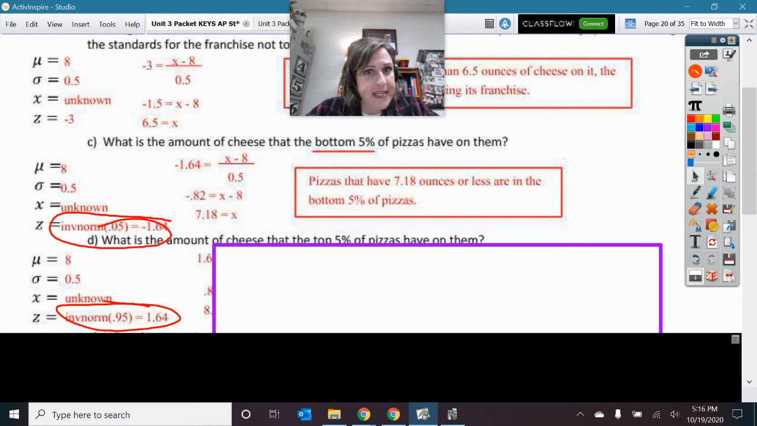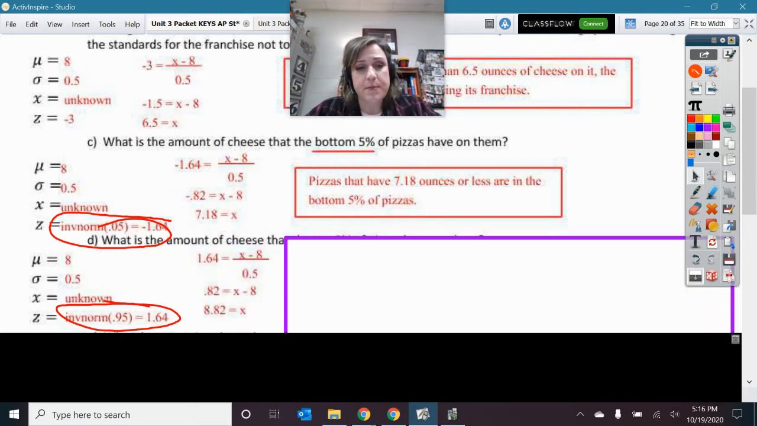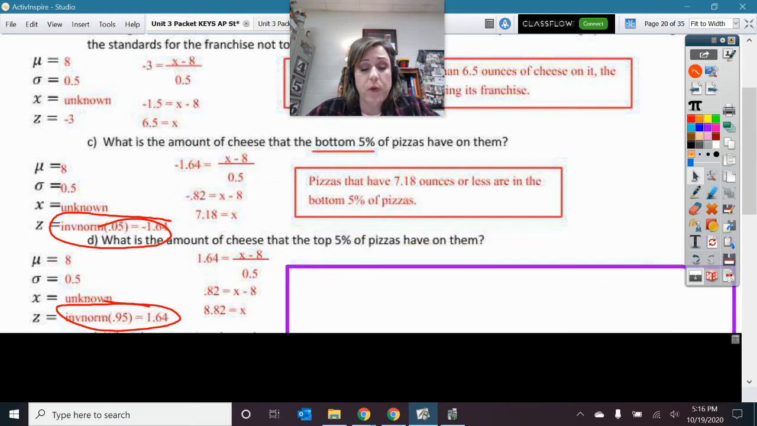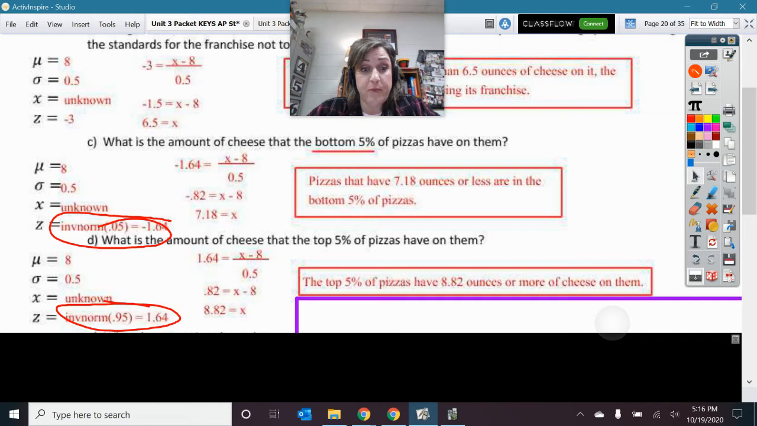So the top 5% is going to be a Z-score of positive 1.64. All right, so now we set it up. Z equals X minus the mean over the standard deviation, and solve. So the top 5% of pizzas will have 8.82 ounces of cheese on them.